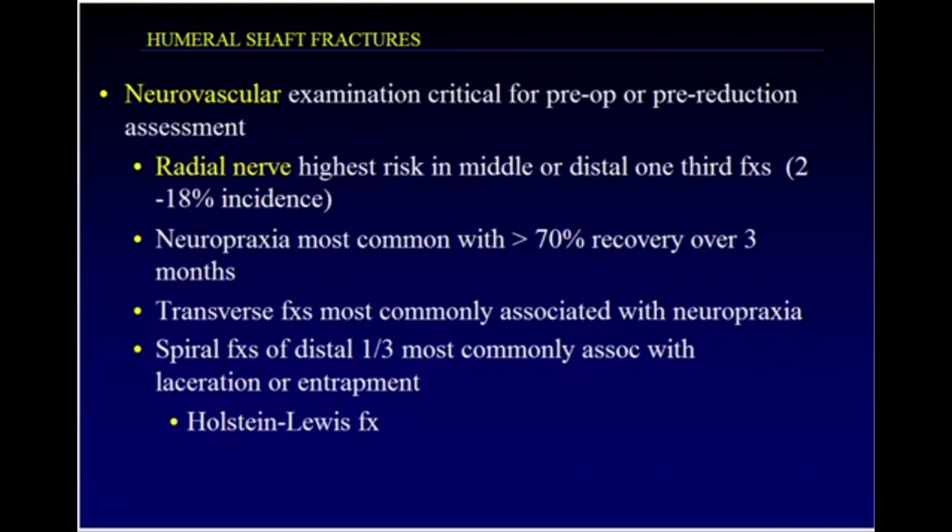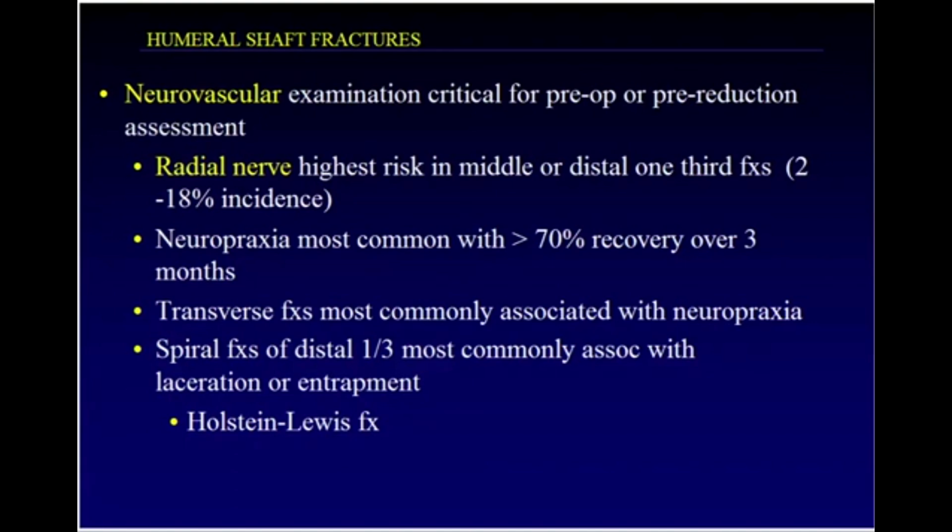Neuropraxia is the most common type of injury that you see, and over 70% of these will spontaneously recover over a period of about 3 months. So the recovery is actually expected to take quite a few weeks, and that's something that you need to counsel the patient about. And this is why most commonly when we see patients with radial nerve injuries with humeral shaft fractures, observation is the treatment of choice.